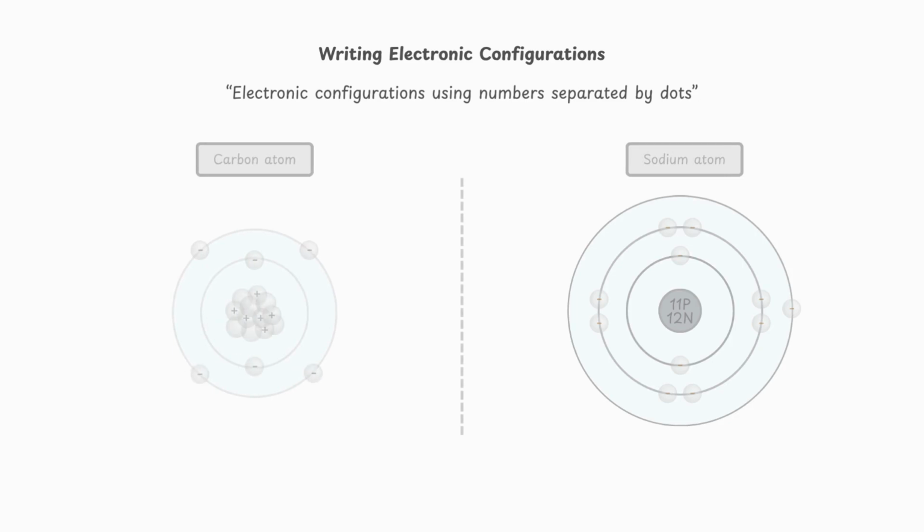Instead of drawing electron shell diagrams, we can write the arrangement using numbers separated by dots. This is called the electronic configuration. Each number shows how many electrons are in each shell, starting from the shell closest to the nucleus. For example, carbon has 6 electrons. 2 go into the first shell, and the remaining 4 go into the second shell. So carbon's electronic configuration is 2.4.